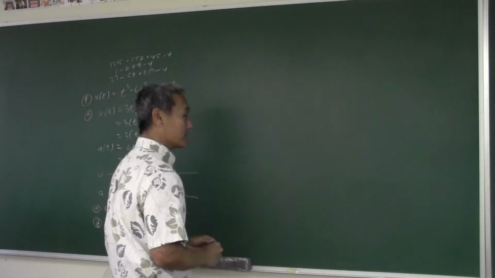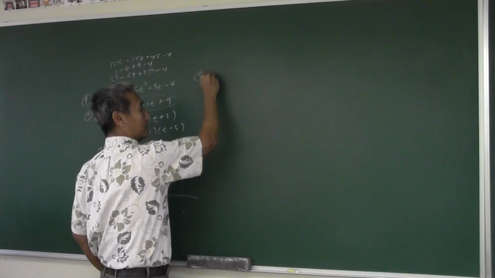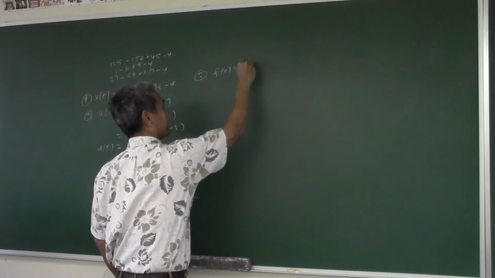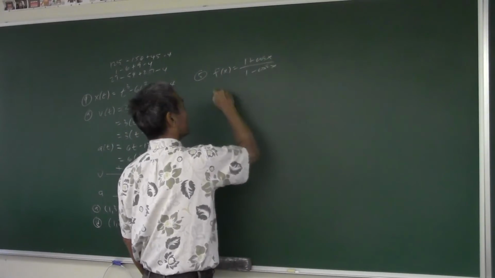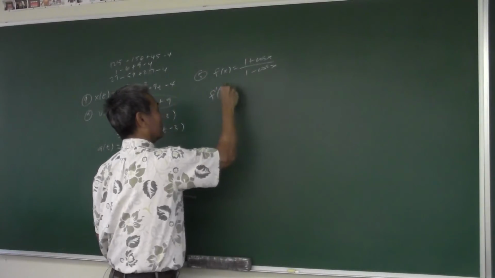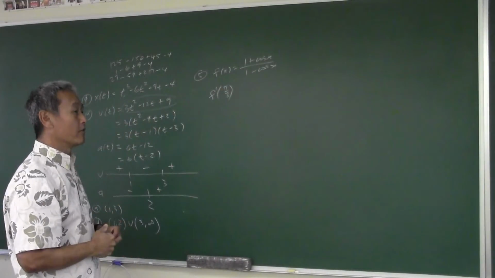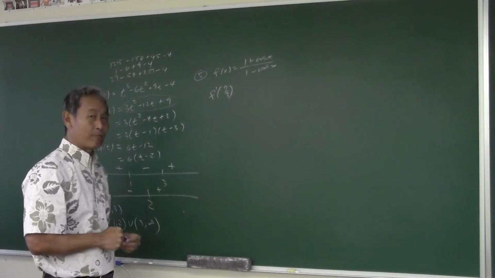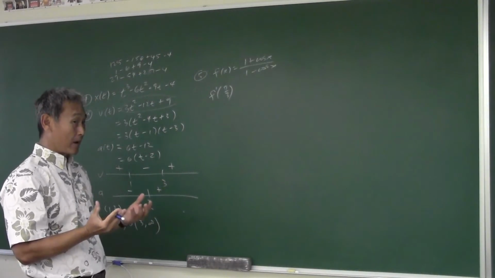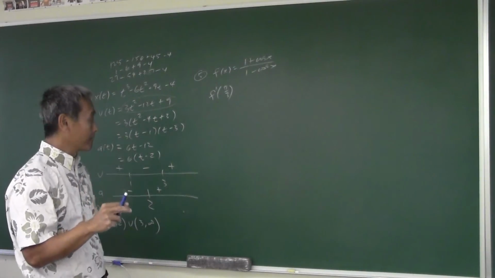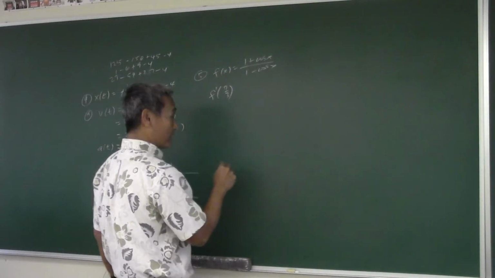Okay, next, number 5. Okay, so I'm giving you a function. I want you to compute f prime of pi over 3. Now what the heck does that mean? That means compute the derivative, f prime, and then plug in pi over 3 for x. So that means you better know your trig values.